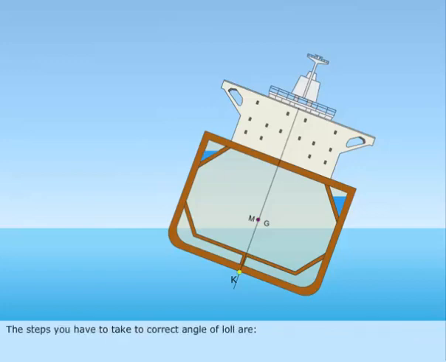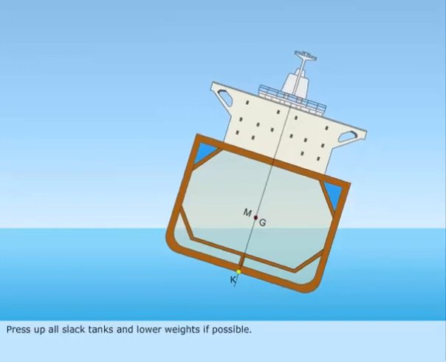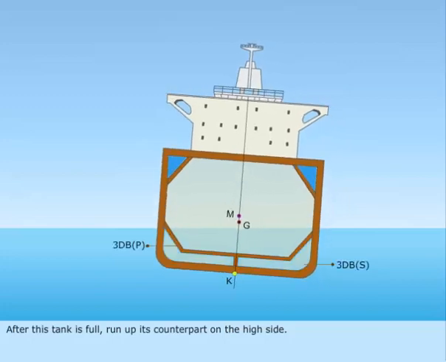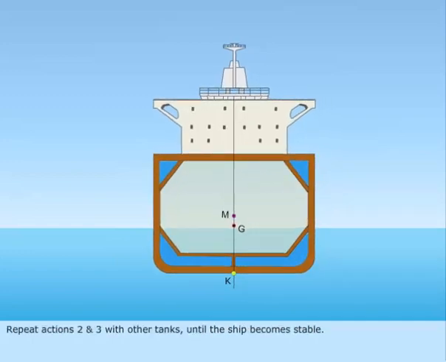The steps you have to take to correct angle of loll are: press up all slack tanks and lower weights if possible. Run up salt water in the ballast tank on the low side. After this tank is full, run up its counterpart on the high side. Repeat actions 2 and 3 with other tanks until the ship becomes stable.